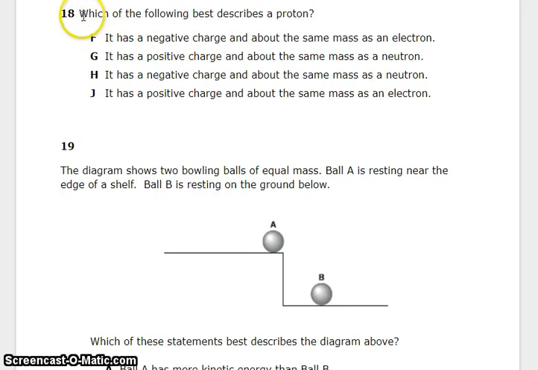Number 18. Which of the following best describes a proton? F, it has a negative charge and about the same mass as an electron. G, it has a positive charge and about the same mass as a neutron. H, it has a negative charge and about the same mass as a neutron. Or J, it has a positive charge and about the same mass as an electron.